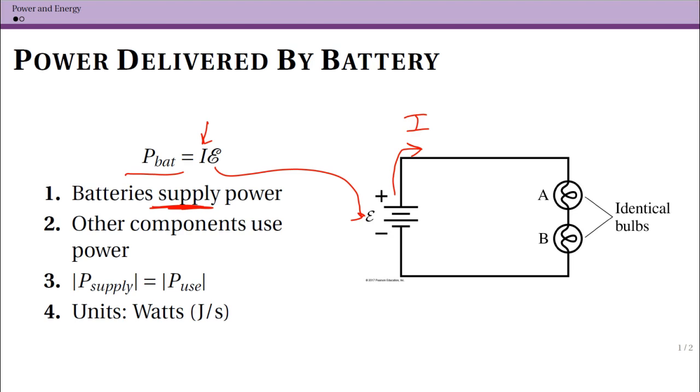Now, other components are going to use power. So for instance, if we have two bulbs here, each bulb is using power. Now we can say, and here I've said absolute value just to not get into the concerns of sign conventions, but whatever power in magnitude is being supplied must be the total power being used, right? We can't just be losing power because of conservation of energy. So we're going to talk soon, next slide, about what actually this power usage might look like.